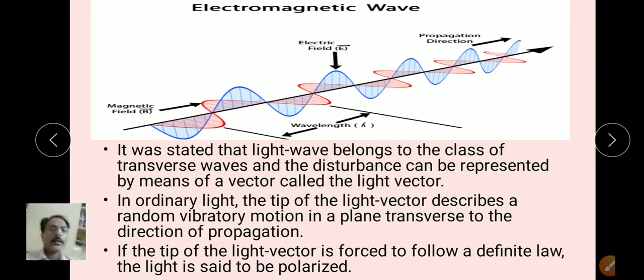What is polarization? This is the explanation. If the tip of the light vector is forced to follow a definite law, it means that if we see this wave, we have a number of points making perpendicular relations. The tip, whatever the point, will be forced to follow some definite law, means if you want to force that point to move in a particular orientation, such light is said to be polarized. That is the thing which you have to understand.